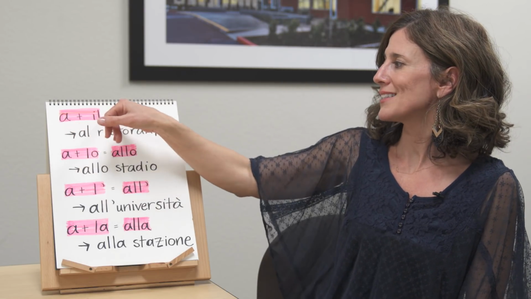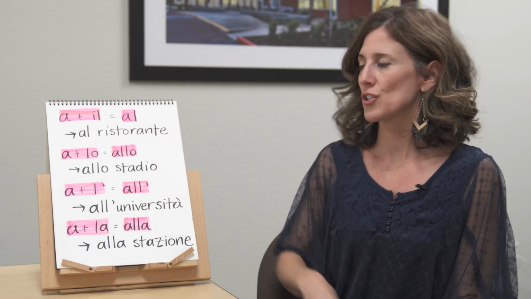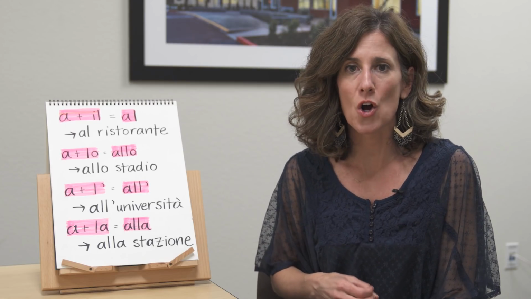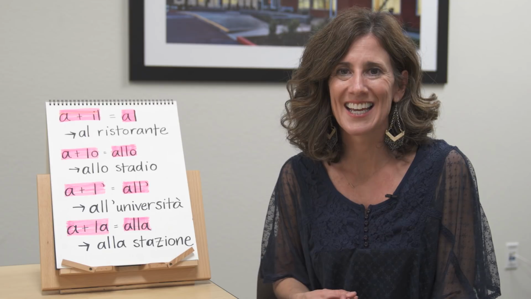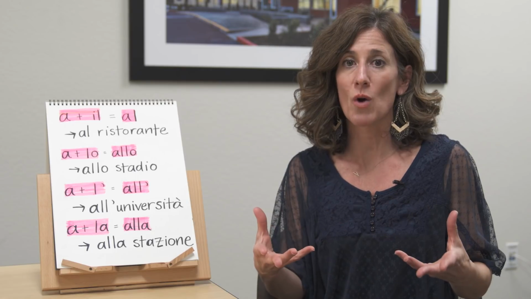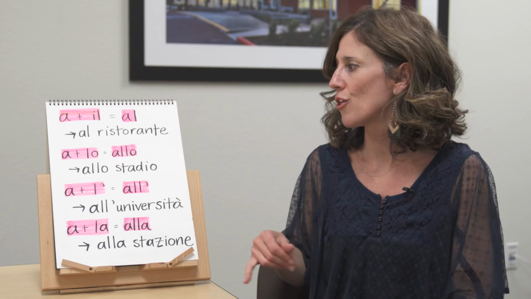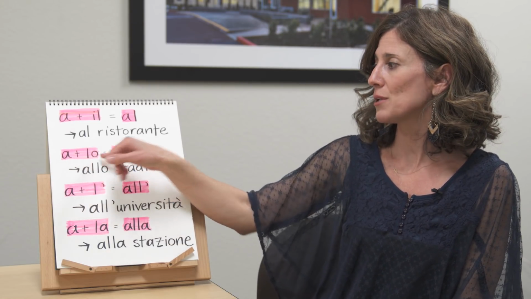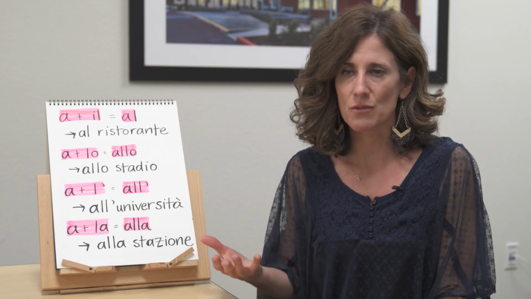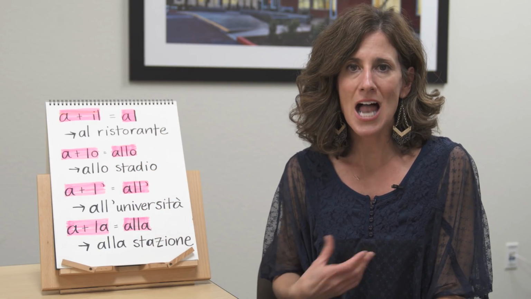So a plus il is going to form a new word, al. If you're going to the restaurant, you would say al ristorante. Ripetete. Go ahead and repeat at home. Al ristorante. With all of these words too, I want you to practice. You're sitting at home and watching these videos, practice the words so they're familiar coming out of your own mouth. Okay, the next one, a plus lo, forms the word allo. Allo. Pretty easy, right? It looks pretty much the same. If you're going to the stadium, you would say allo stadio.